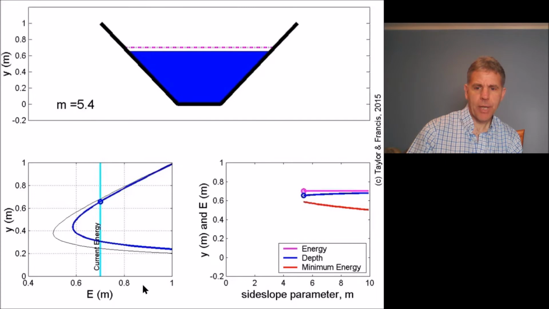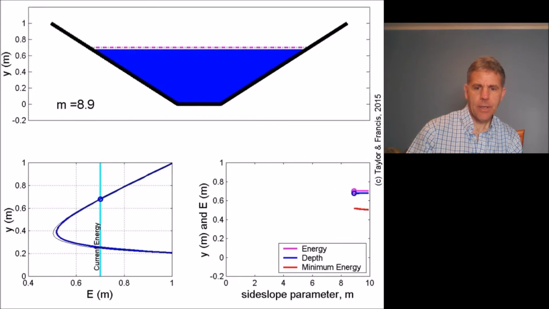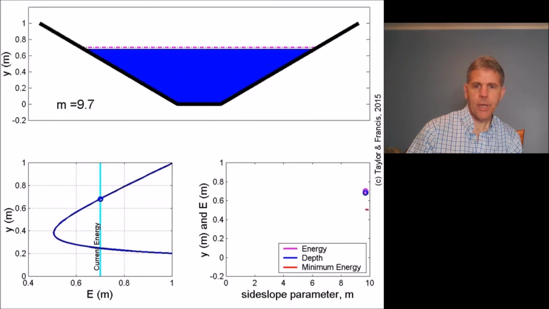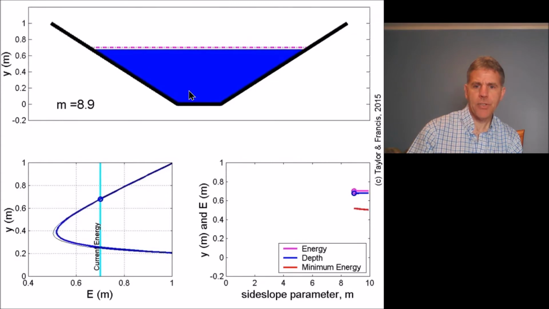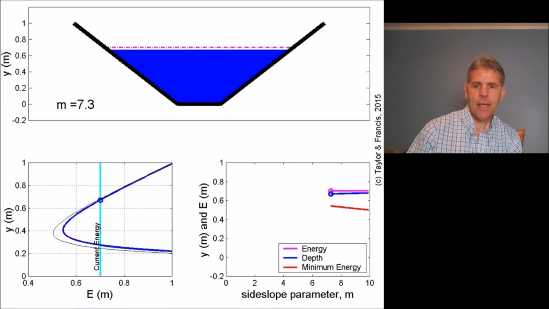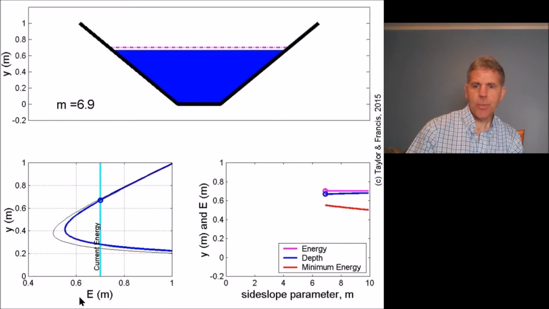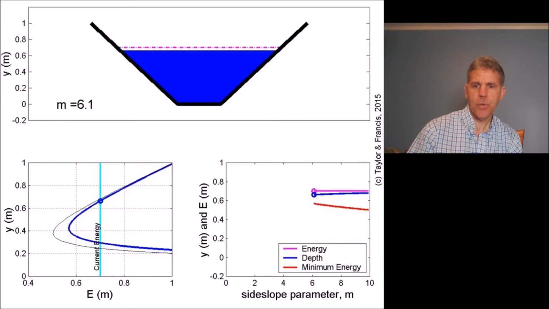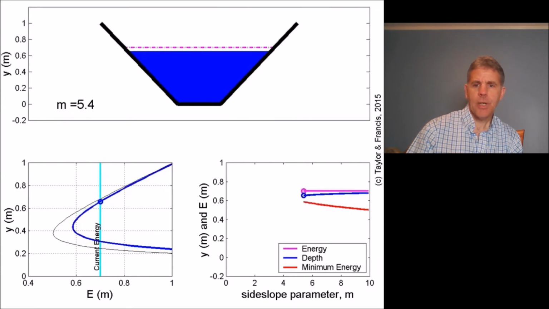Let's watch this play out. There we go. So you can see the side slope parameter is getting smaller. The channel is squeezing towards rectangular. You can see the EY diagram is evolving. And we're just about to where we were when I was first introducing the curves to you. We've passed through that. Let me pause for just a moment.